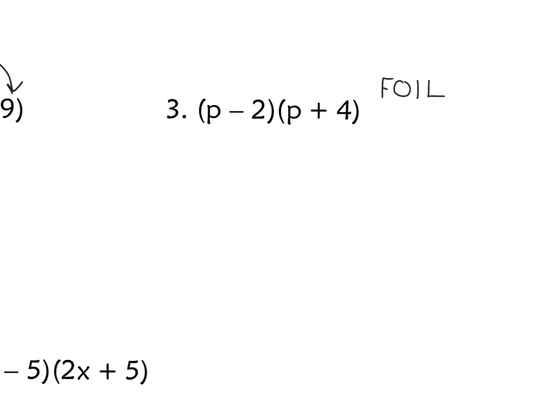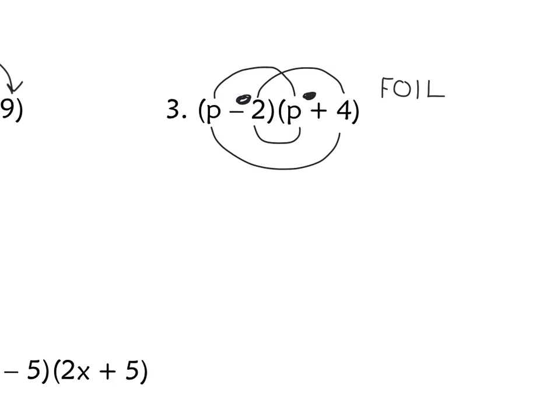Some people just call it distributing, where you have to take first term times first term, O is outer term times outer term, I is inner times inner. So every term from the first binomial gets multiplied by every term in the second binomial. If you do this correctly, you get this little, looks like one of those lemon head guys from the candy boxes, but that's what we're going to get.